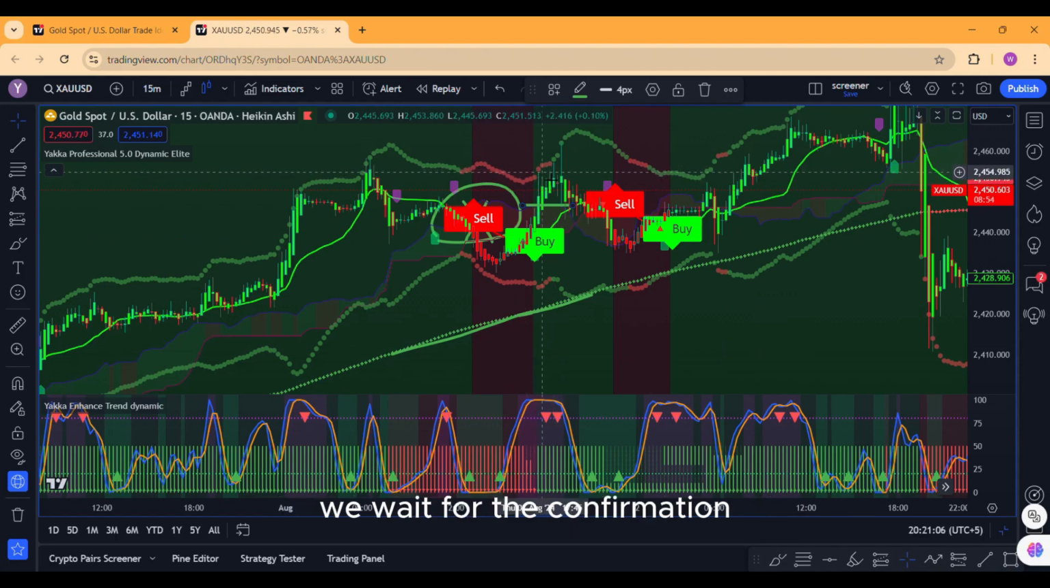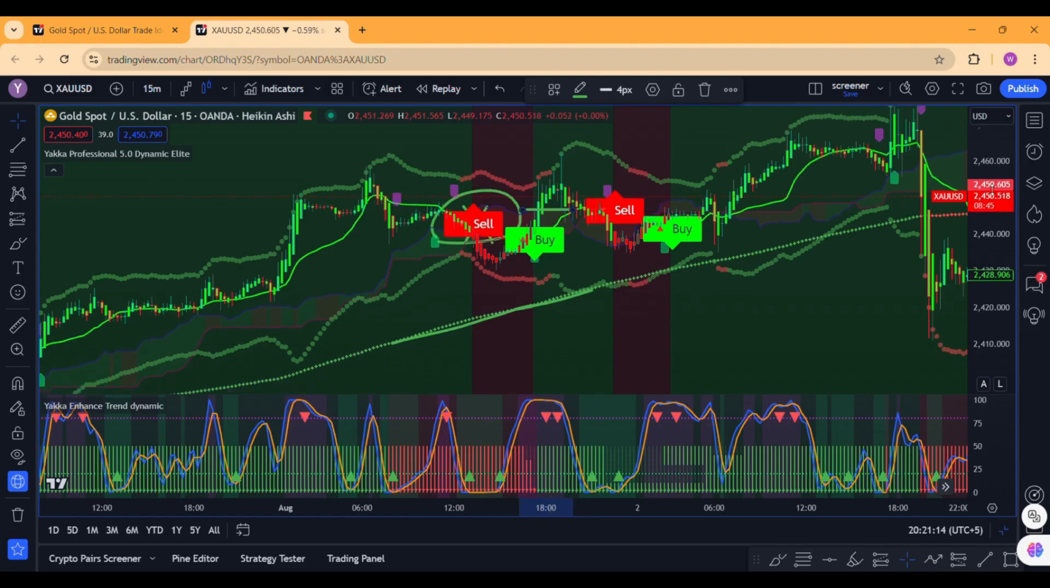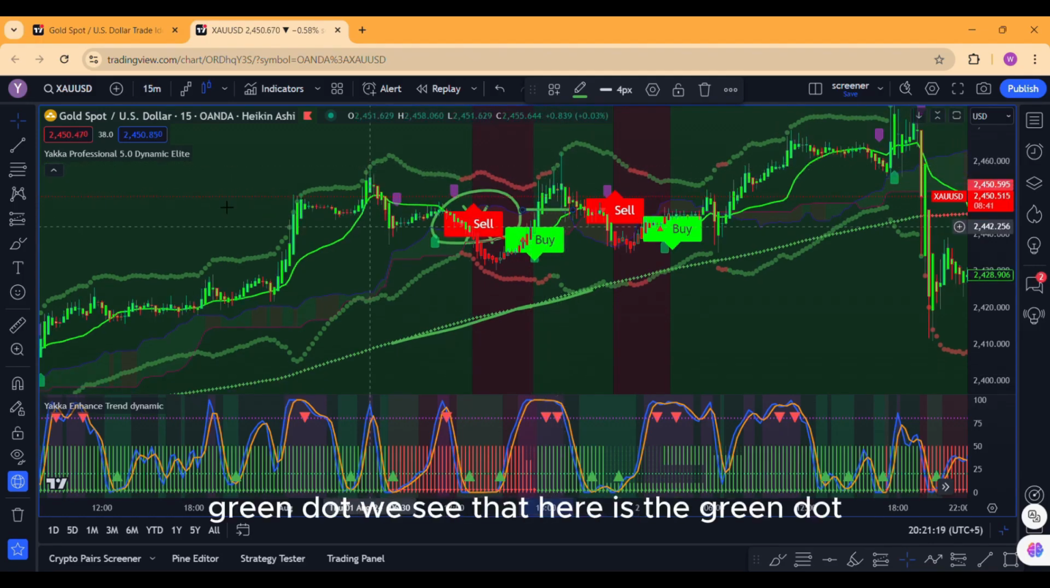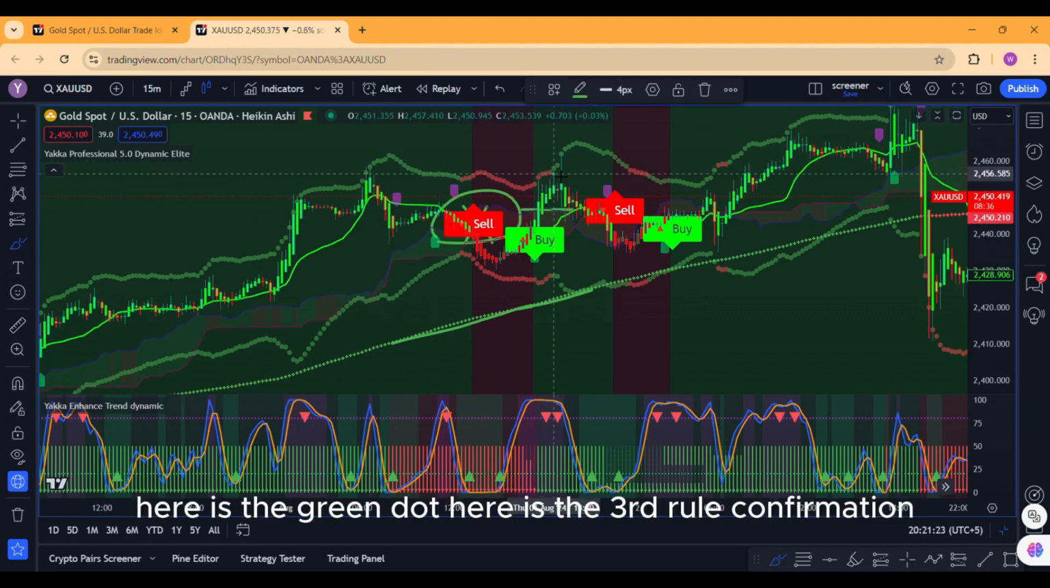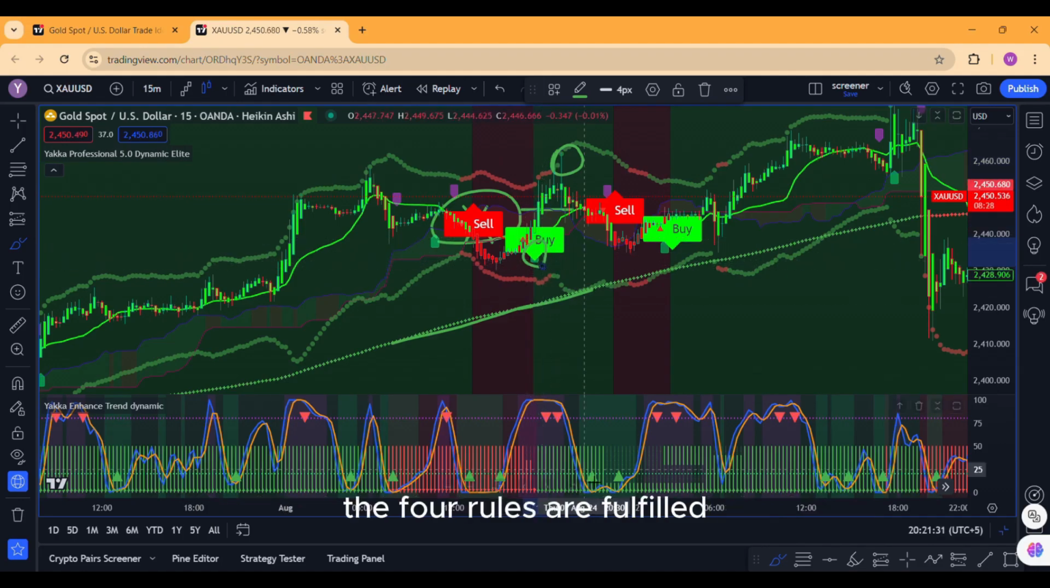We wait for the confirmation. It must be green. After that, there is a green dot. We see that here is the green dot. Here is the third rule confirmation. The fourth rule is the action flag bull. Also here, the four rules are fulfilled.